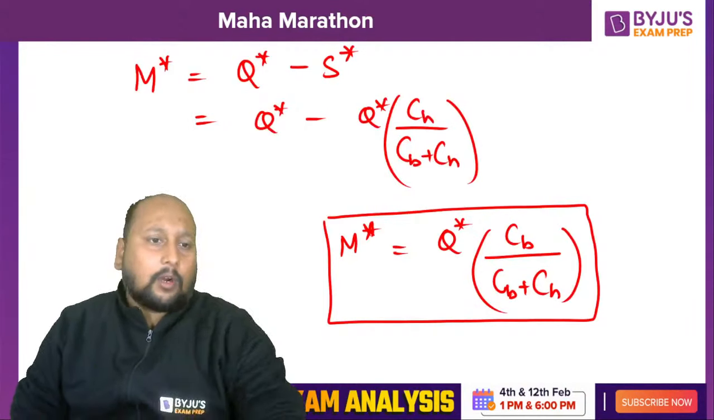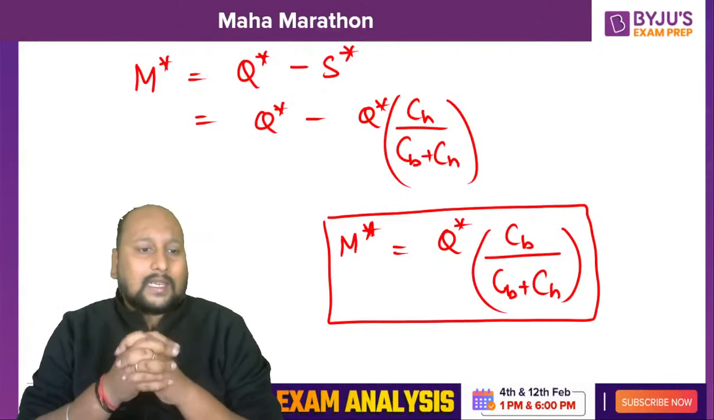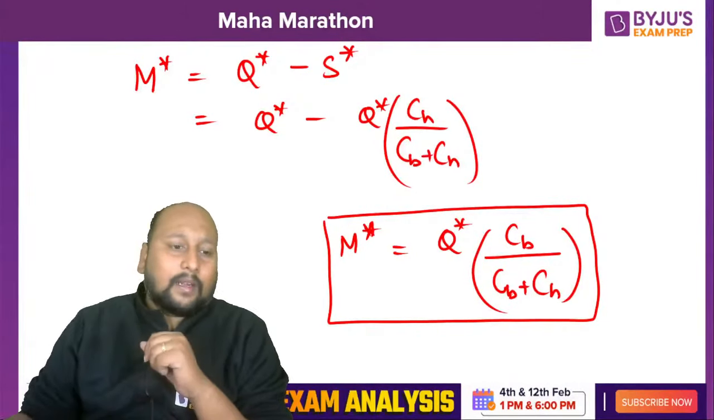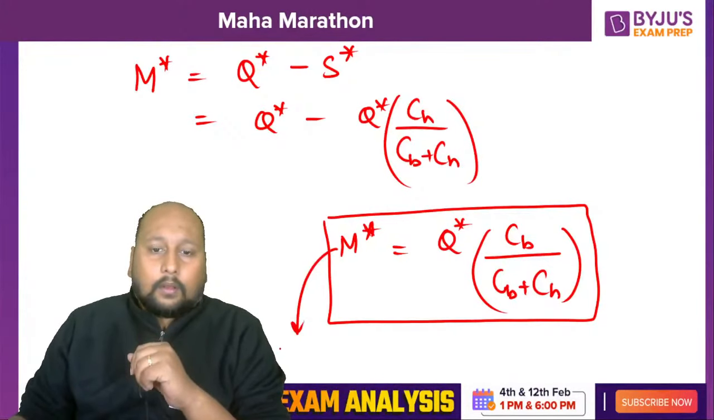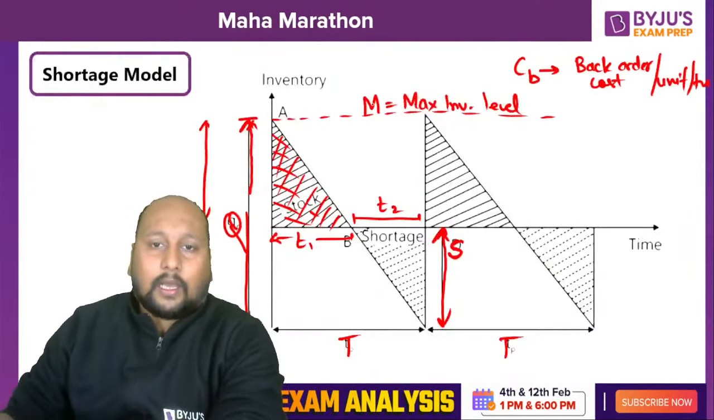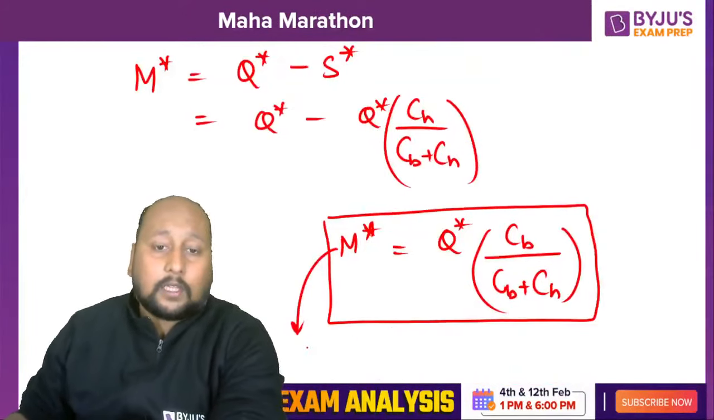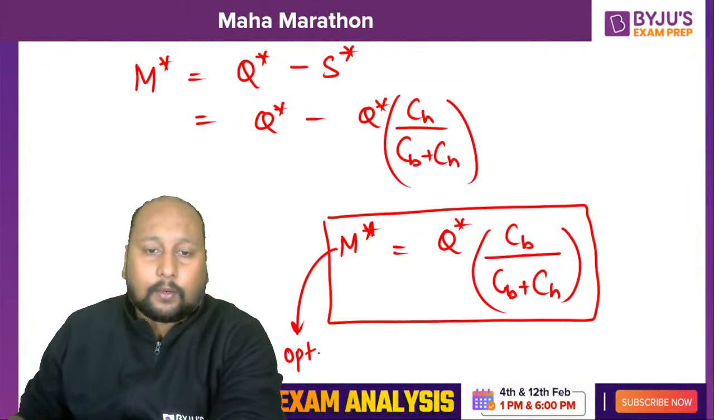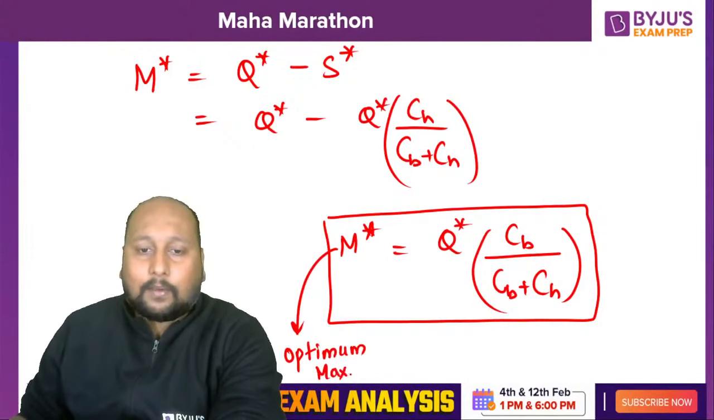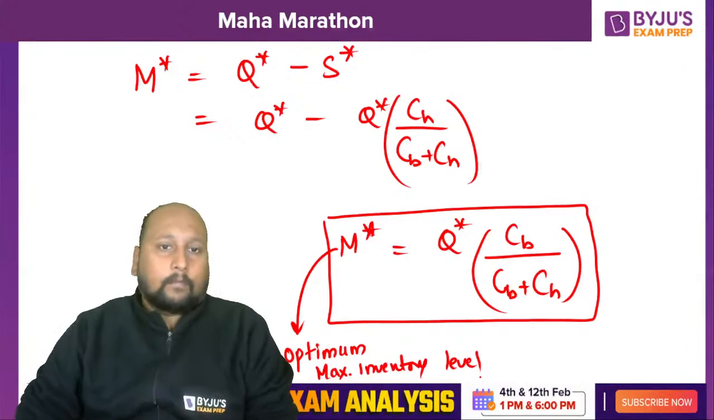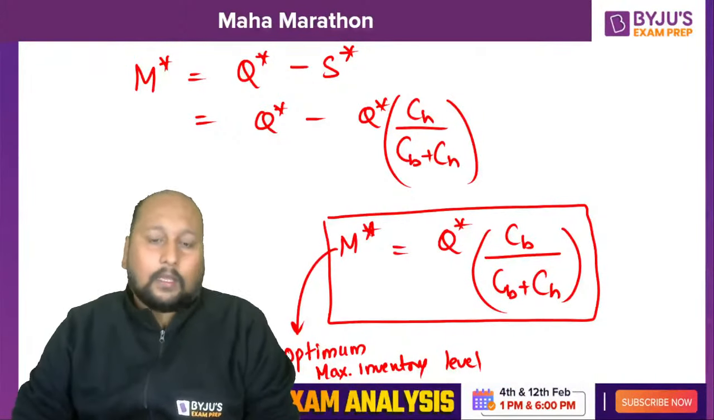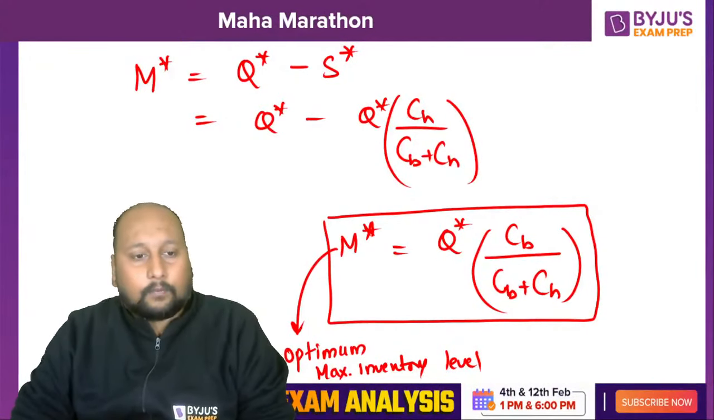For the probabilistic model, I think you already know we are using a static inventory. M is the maximum inventory level. You can see in the graph also that M is the maximum inventory. So this is the optimum number of maximum inventory level. The optimum quantity, we can say maximum inventory level. What should the optimum value be?